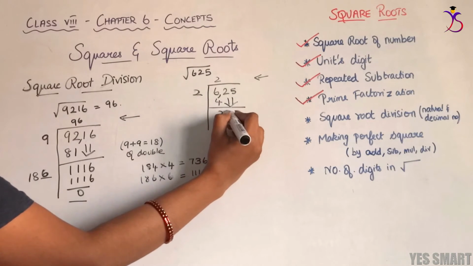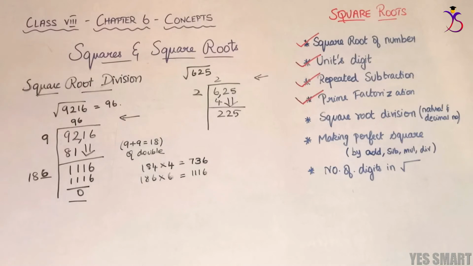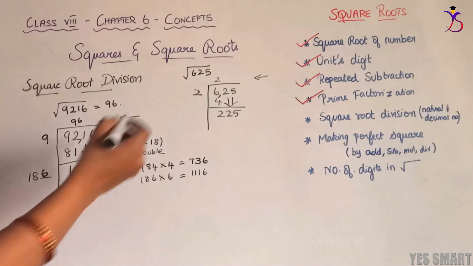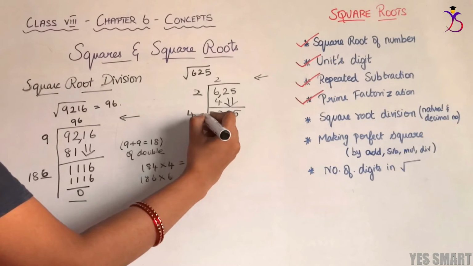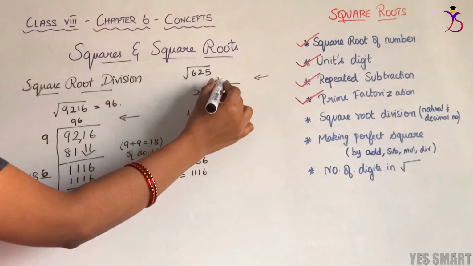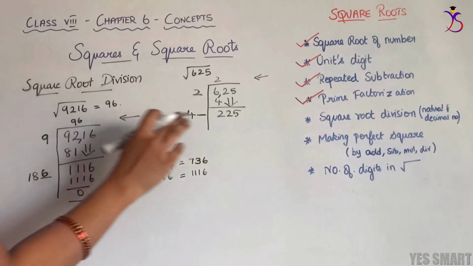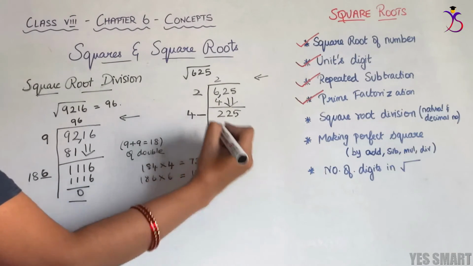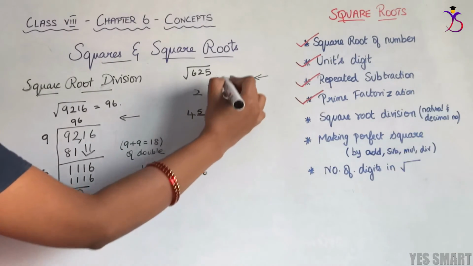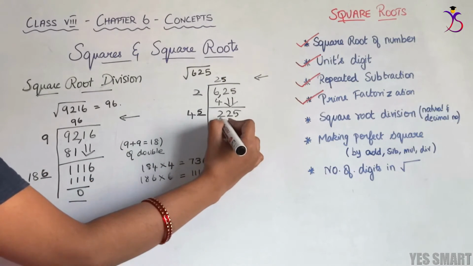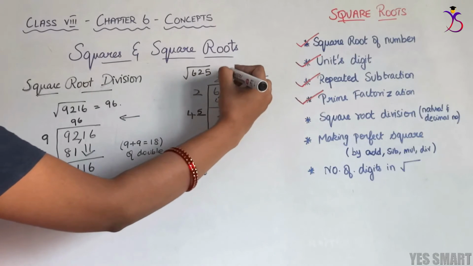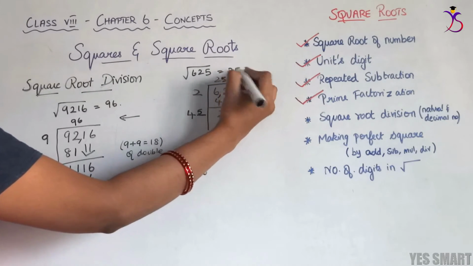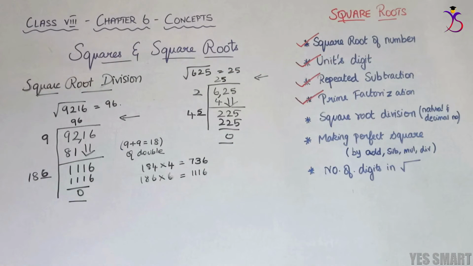Now I am just bringing down the next pair together, 225. For the new divisor, I am just doubling the quotient. 2 plus 2 is 4. Now here I will introduce the digit with which the entire divisor is multiplied to proceed further. So I'm just using 5 because 225 ends with 5. So 45 5s are 225. Therefore the remainder is 0. Hence the square root of 625 is equal to 25.